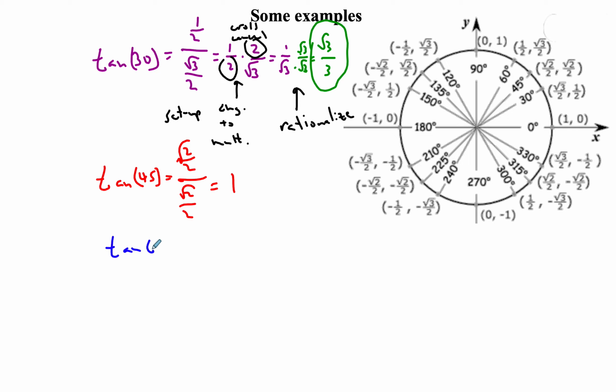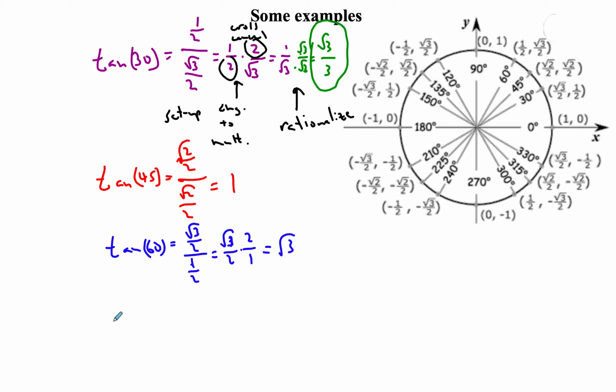Okay. Then if we take a look at the tangent of 60, that wasn't that hard, was it? The tangent of 60 is equal to y over x, which means the square root of 3 over 2 times the reciprocal, 2 over 1. The 2s cancel out. Square root of 3. Hey, we didn't have to rationalize. We're done.